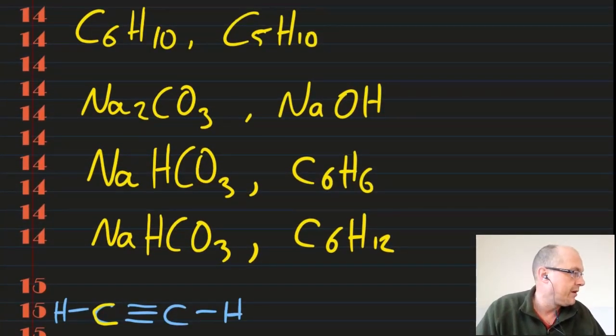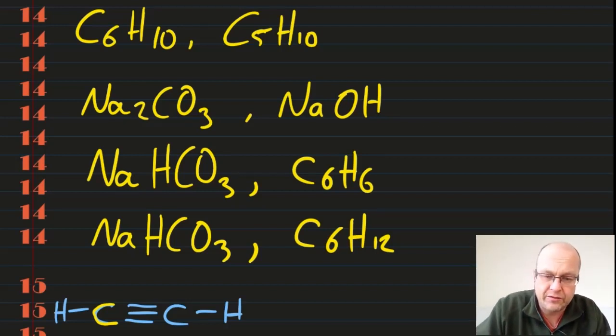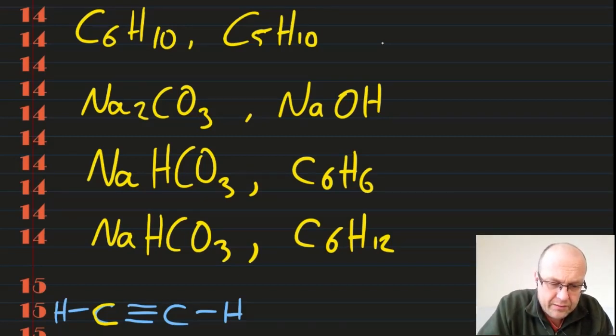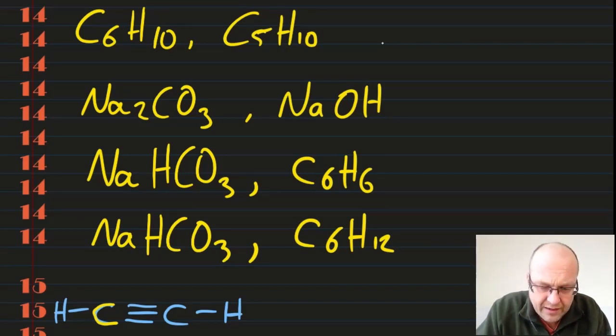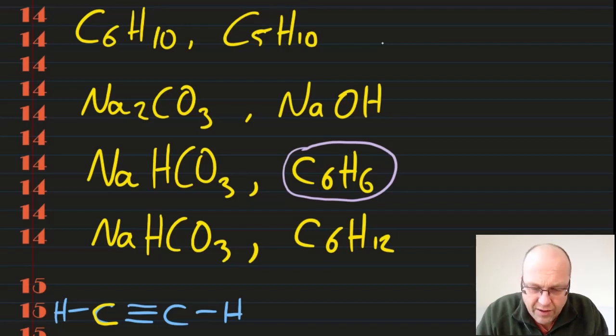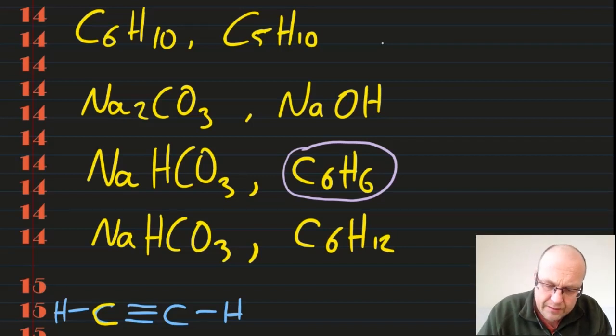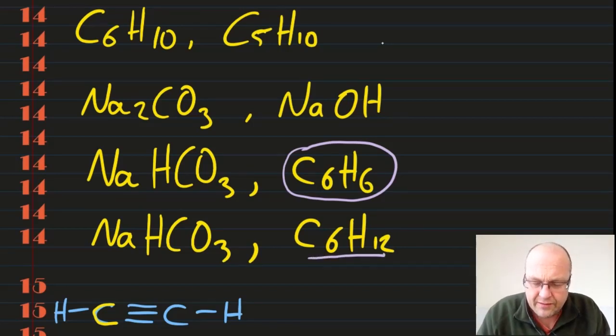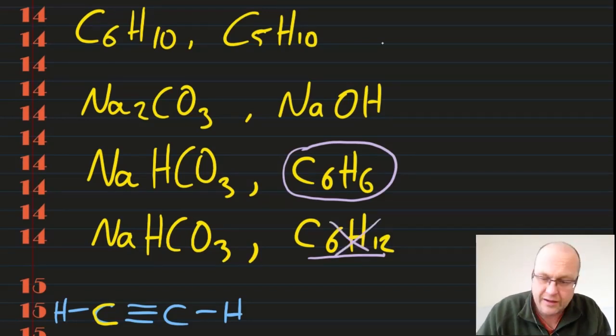Okay, 14. Which compounds contain delocalized electrons? So what have we got here? C6H10. Just trying to look for the classics like benzene. So here's benzene. Benzene contains delocalized electrons. I'm also looking for carbonate or nitrate or nitrite. Okay, C6H12, that's hexene or cyclohexane, neither of which contain these delocalized electrons.